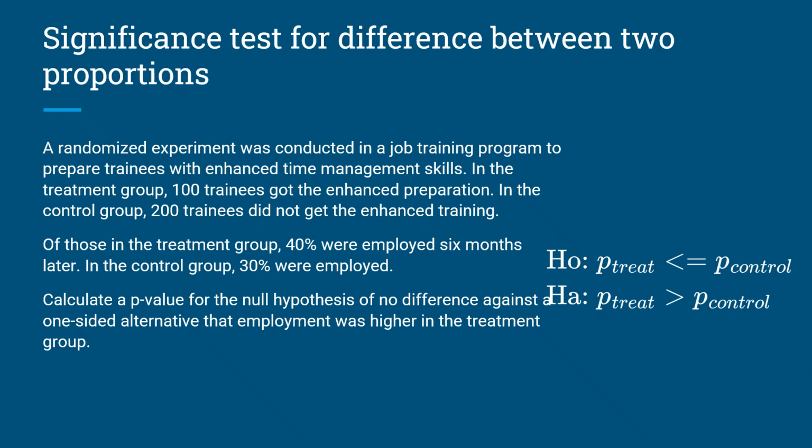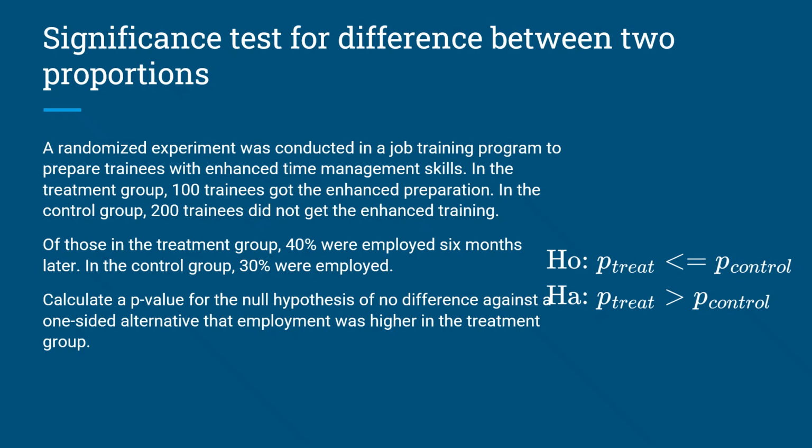And so we can think about another example, turning away from the student employment question. We can think about a one-sided hypothesis test. So imagine a randomized experiment was conducted in a job training program to prepare trainees with enhanced time management skills. And in the treatment group, 100 trainees got the enhanced preparation, and in the control group, 200 trainees did not get this enhanced training. And of those in the treatment group, 40% were employed 6 months later, and in the control group, only 30% were employed.